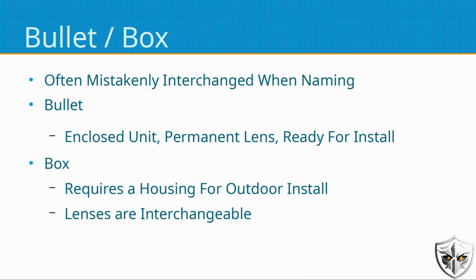Bullet and box cameras. People often mistakenly interchange these. I've been guilty of doing it myself. So a bullet camera is an enclosed unit, has a permanent lens, and it's basically ready for install as soon as you open up the package.